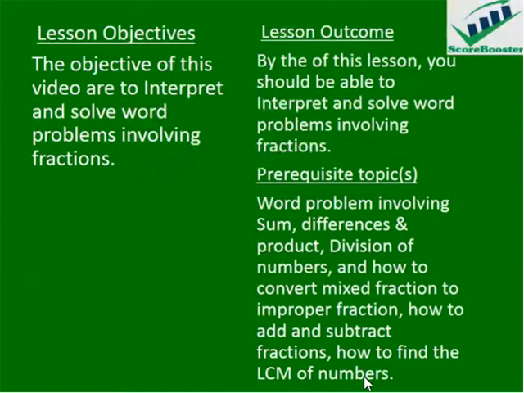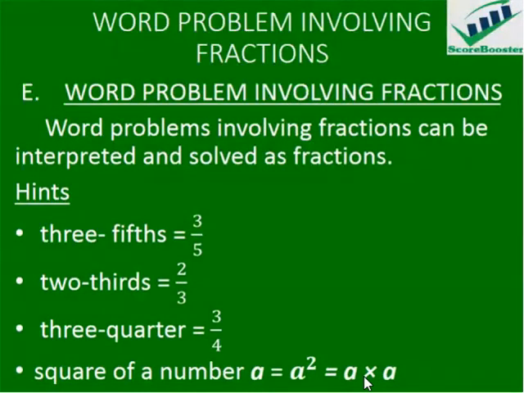Now we move to the main topic, word problem involving fractions. We are giving some hints on how to translate fractional statements to numerical expression. The first one is 3/5, which is what? 3 will be the numerator and fifth is related to 5, so 5 will be the denominator. 2/3, 2 will be the numerator, and what is third? Third is the position 3, so 3 will be the denominator.